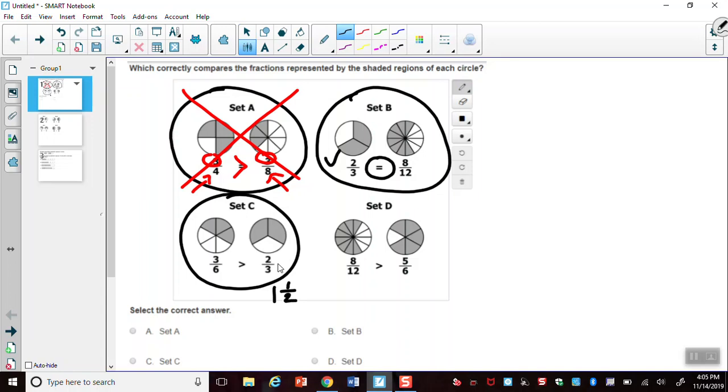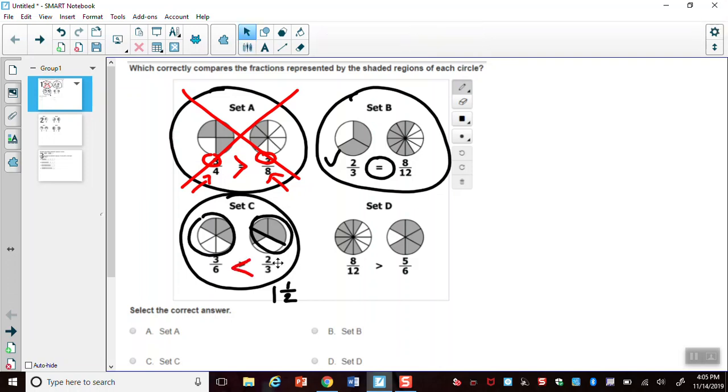2 is more than 1 and 1/2. So 2/3 would be more than half of the circle. And we can also tell that by drawing a line through the center of the circle and seeing that there's more than half shaded. So I can tell here that 3/6 is only half of my circle, but 2/3 is more than half, and so in fact 2/3 is actually greater than 3/6, making this one false. Now let's look at our last set, set D.